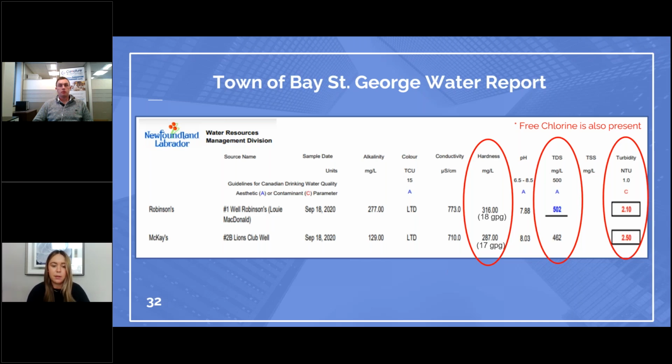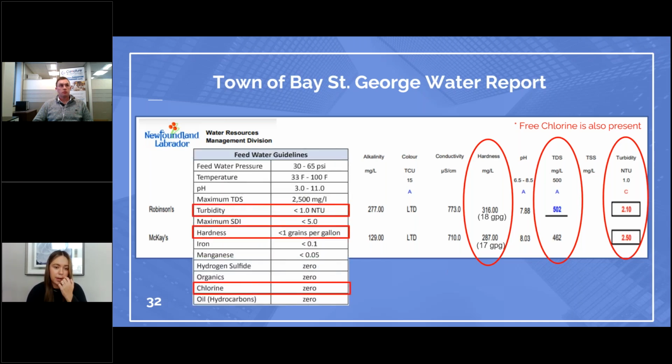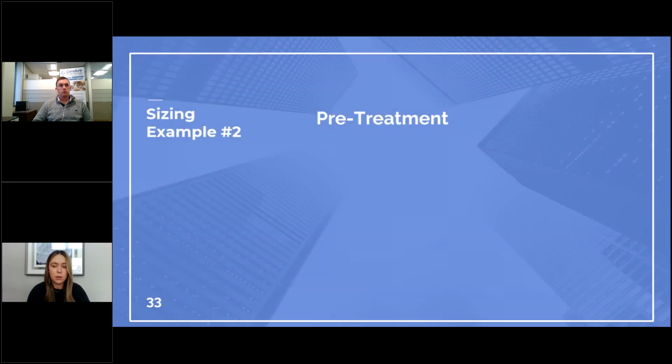So we can compare this to our feed water guidelines again, and we can confirm that we will need some sort of filter for the turbidity removal. We'll need something to help with our water hardness, and we will need a carbon filter or some sort of filtration equipment to remove the chlorine before the membranes of the RO. So let's move on to that.